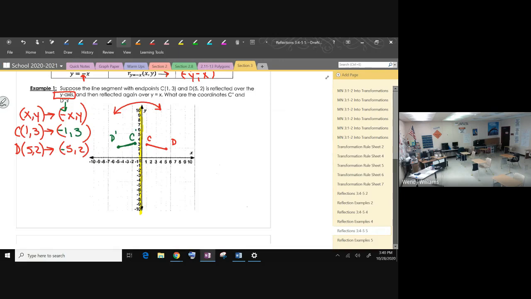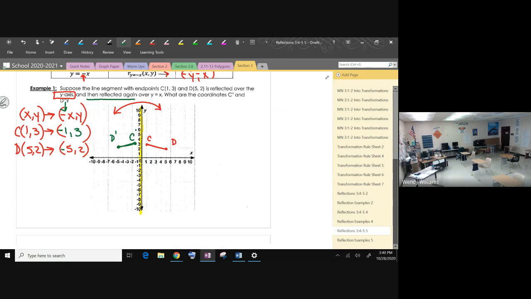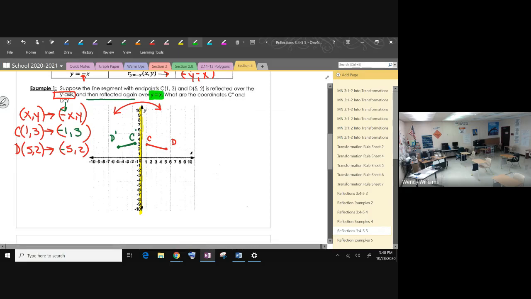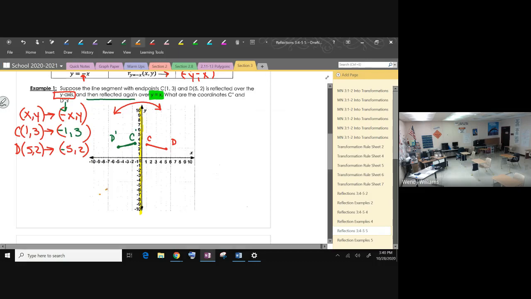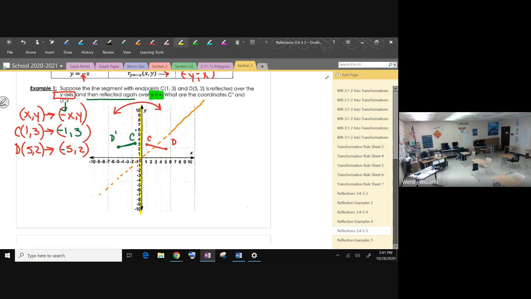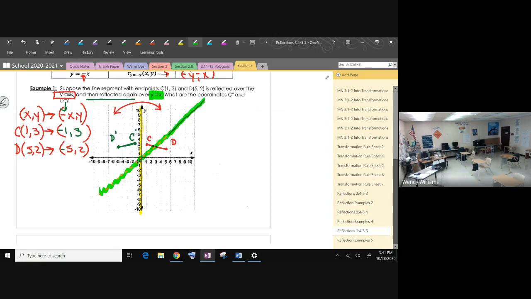Then it says we're going to then reflect it again. We're not reflecting it just once, but we're going to reflect it twice. This time, we're going to take our new coordinates and flip it over y equals x. And recall, y equals x is a flip across a diagonal that goes positive through the origin. So now we're going to take C prime D prime and flip it over this axis.